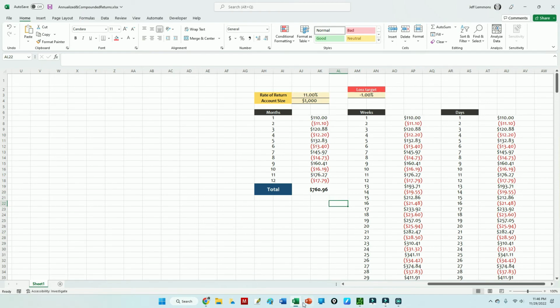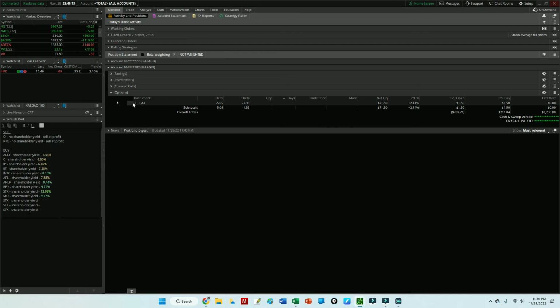I've got this trade in Caterpillar going on. I'll update it with a Let's Make a Trade video here in just a few days, and we will go from there.